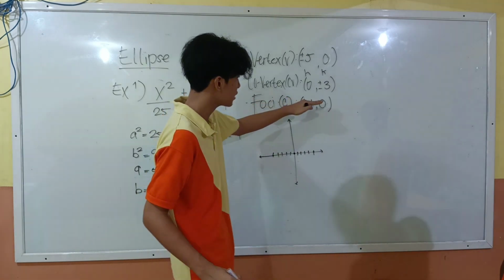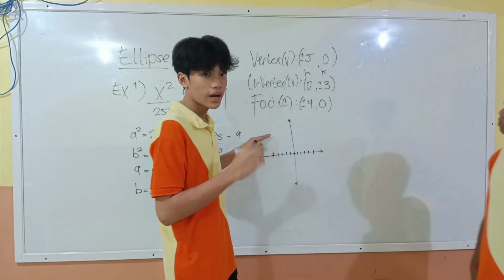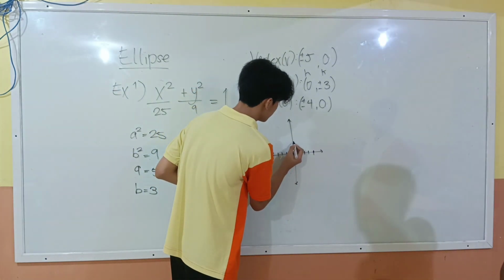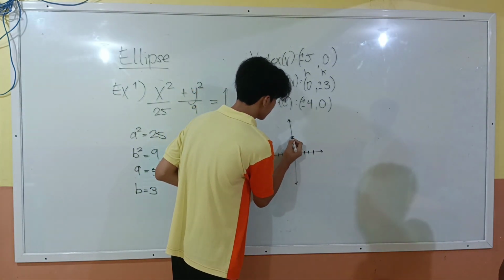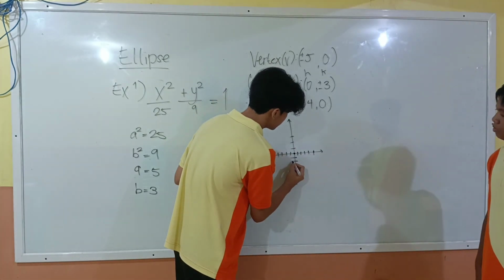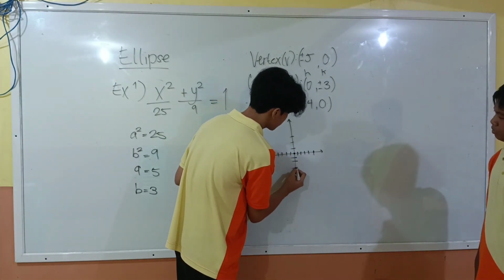Now we get our co-vertex, which is on the y-axis. Positive, negative 3, so we go up 1, 2, 3. And then 3 going down as well. Negative 1, negative 2, negative 3.